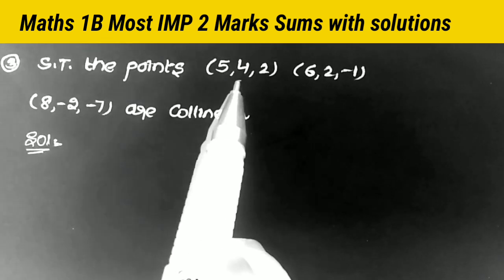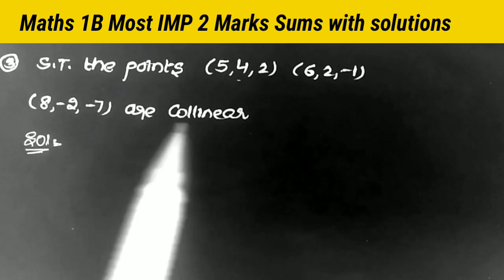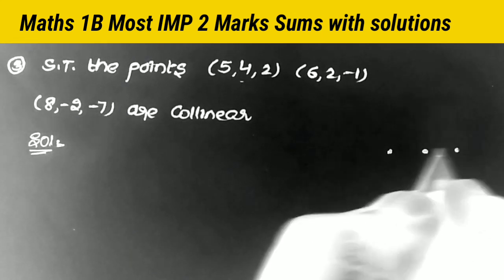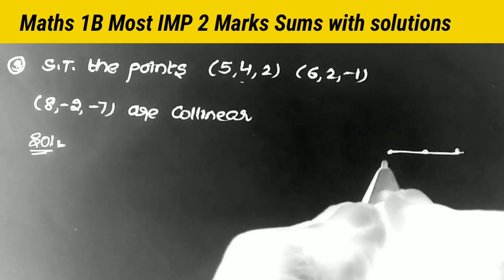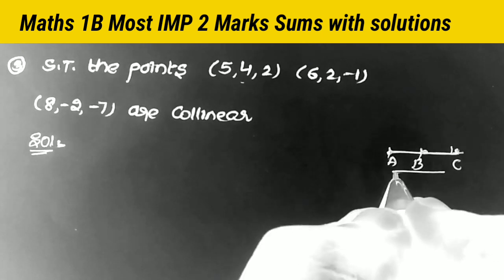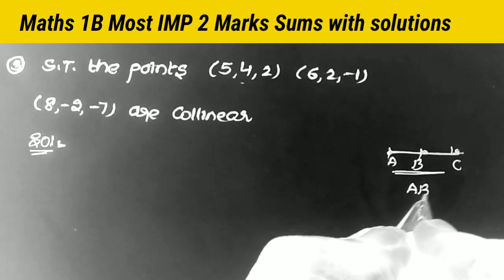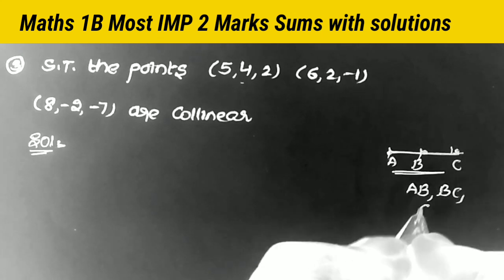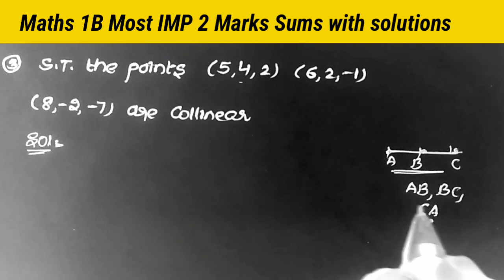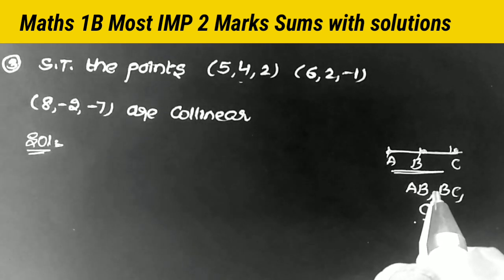Show that the points (5, 4, -2), (6, 2, -1), (8, -2, -7) are collinear. What is the meaning of collinear points? I already explained this type of problem in the last video. Collinear points means all 3 points lie on the same line, and here the procedure is: first we find the distances AB, BC, CA, and if the sum of two distances is equal to the third distance, then the given points are collinear points. That is the procedure.